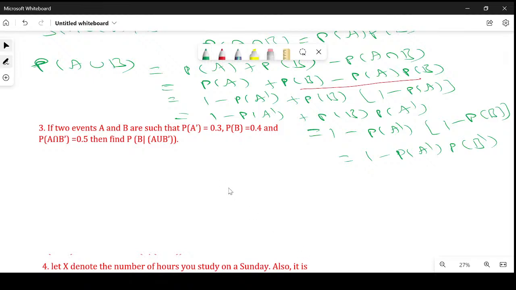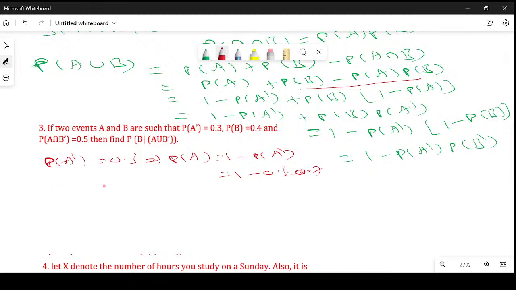Now the third one. If two events A and B are such that P of A complement is equal to 0.3 is given. Can you think immediately of P of A? Because P of A means 1 minus P of A complement. So we get 1 minus 0.3, which will be 0.7. Right? The value will be 0.7.